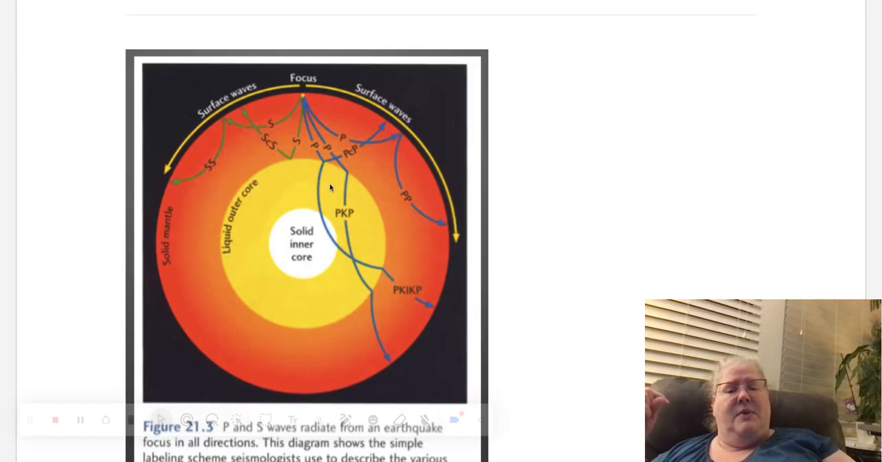So we know that these waves can make it a really long distance, all the way around to basically the other side of the world. But our S waves, they don't like liquid at all. They don't travel through it. In fact, they will get bounced back up.